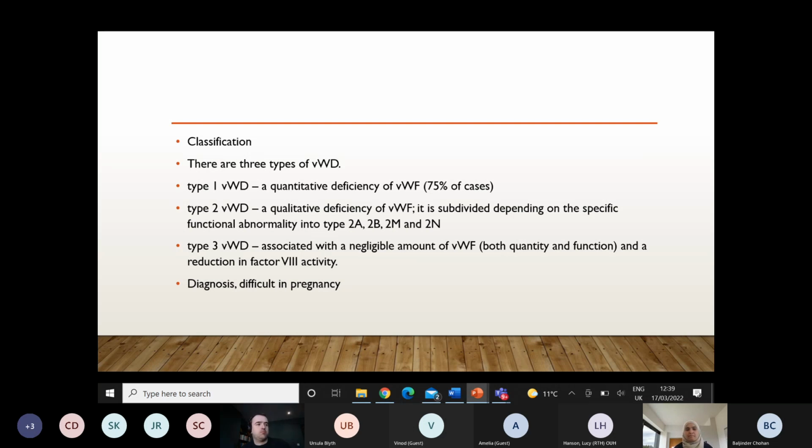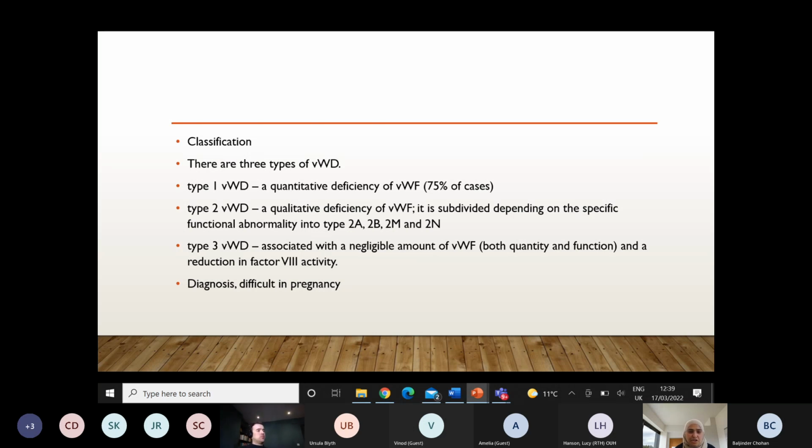Type 2 has multiple subtypes, but the most important thing is that the numbers of von Willebrand factor are okay. Quantity is okay, but quality is not good. So there is nothing much you can do about it really, because you can't improve the quality of von Willebrand factor. Luckily, it is not very common. The third type is very little or negligible von Willebrand factor. So that is quite serious.